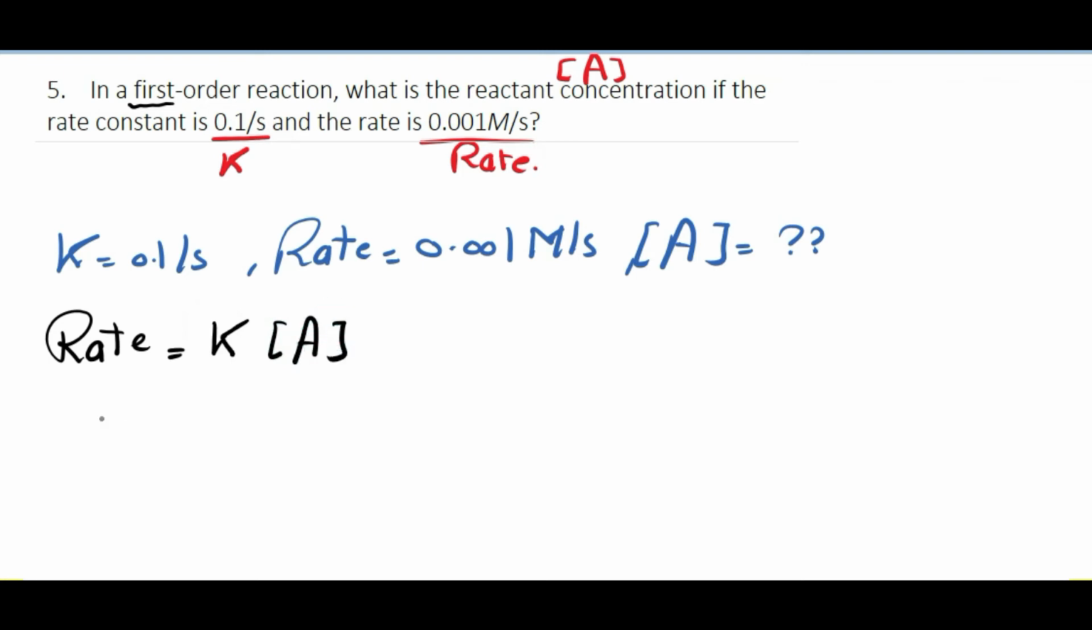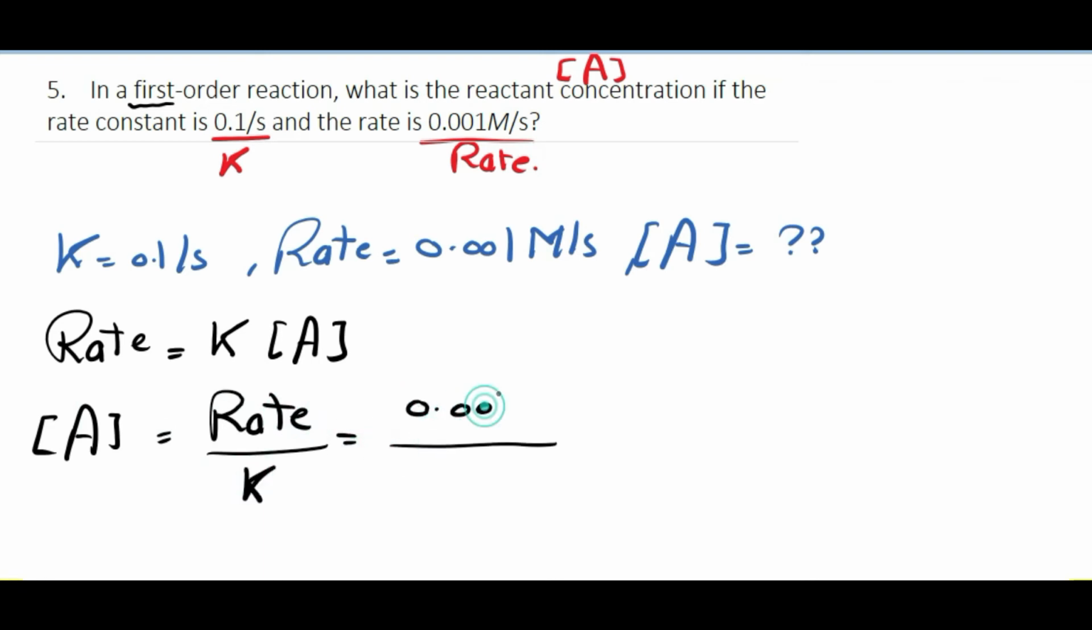So the concentration here equals the rate divided by the constant. The rate here is 0.001 molarity per second, and the constant here is 0.1 per second. After that you will cancel second with second. You will divide 0.001 by 0.1, which equals 0.01. Here the unit would be molarity for concentration.